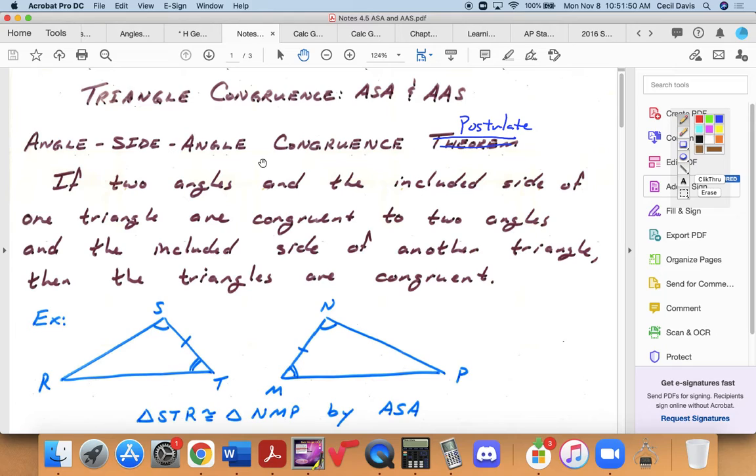There's one more after this one. It's a special case where, remember we talked earlier today about side side angle and how it doesn't work. If the angle is a right angle, it does work. And I'll show you why later this week.